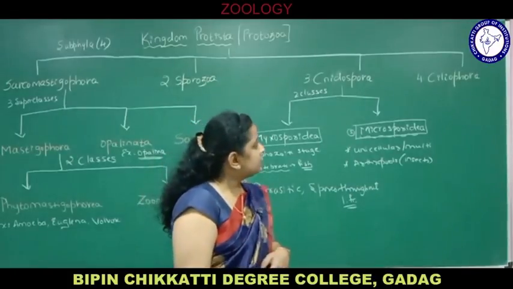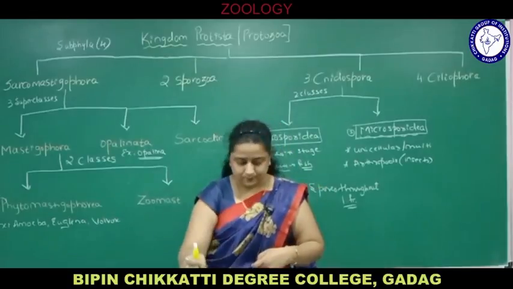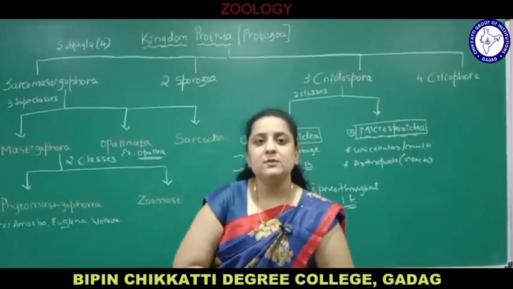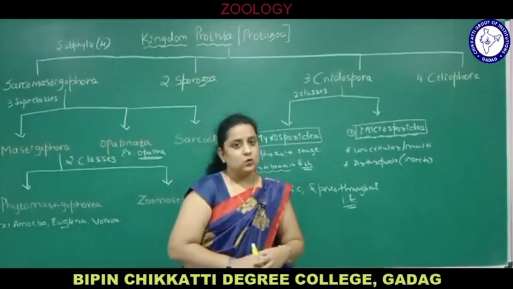Now the last one, that is the fourth subphylum, that is Ciliophora. Now what is Ciliophora? Cilia means they have locomotory structures called cilia. Throughout the body they have numerous cilia for locomotion.